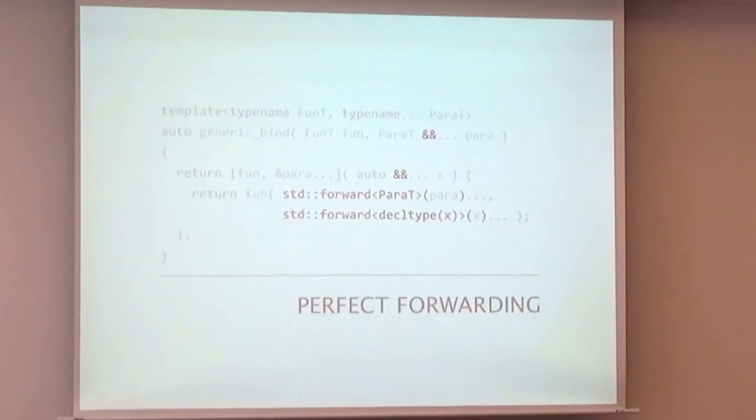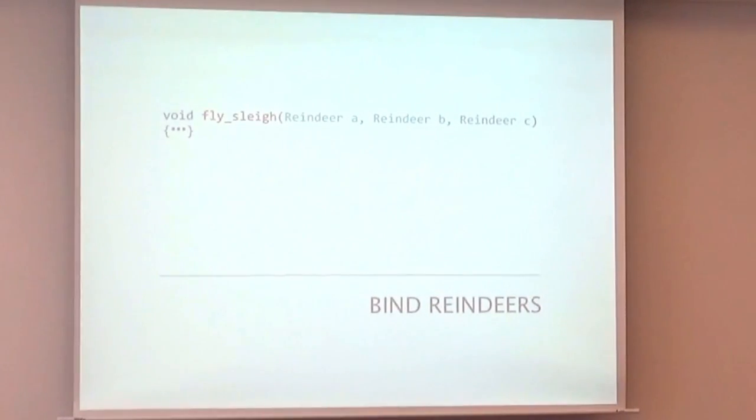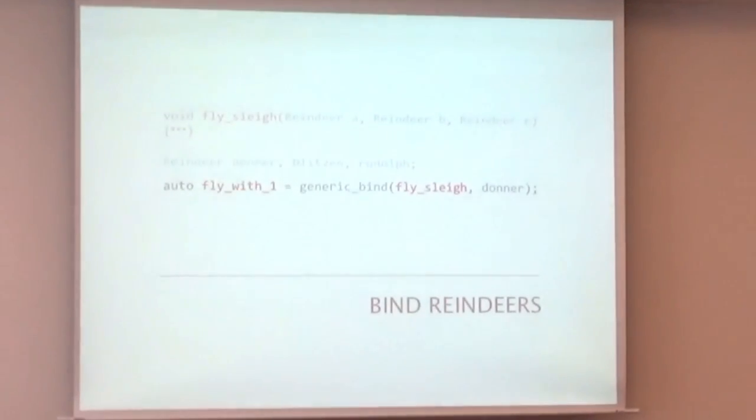So let's see another example. Let's assume in our Santa simulation, he wanted to fly with a sleigh, and the sleigh expects 3 explicit reindeers, A, B, C, and of course, we instantiate some reindeers. Let's call them Donner, Blitzen, and Rudolph. And now we are going to bind those reindeers to the sleigh using generic bind. So we define a new callable object, fly with 1 reindeer, and call therefore generic bind with the original method fly sleigh and bind the first reindeer to it.